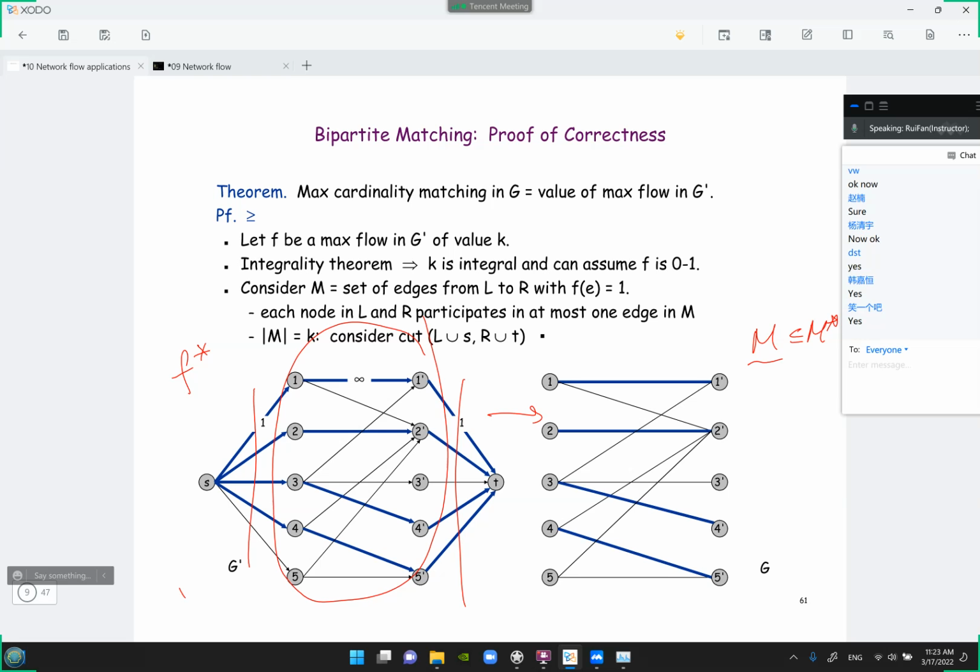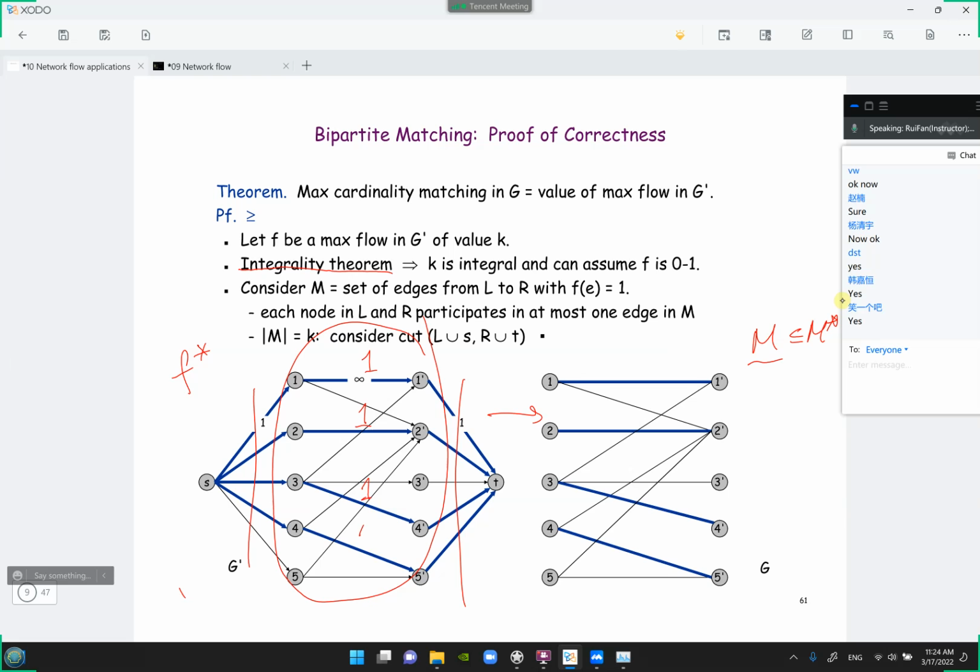So why is this a matching? Well, first of all, we know by the integrality theorem, remember that this said that if you have integer capacity values, then there is a flow with only integer values in the end. And if we run Ford-Fulkerson or capacity scaling, we can find an integer flow. The reason this is important is that on all of these edges between the left and the right, the flow is going to be exactly equal to 1. Sorry, I wrote this in the wrong place.